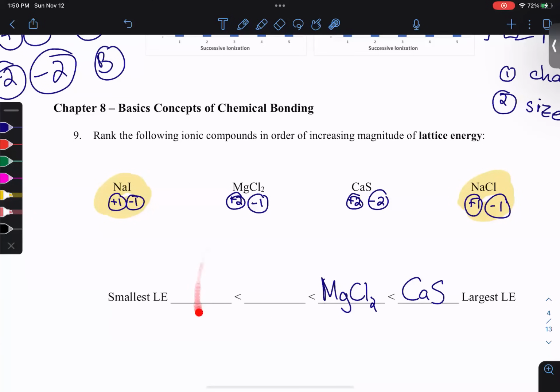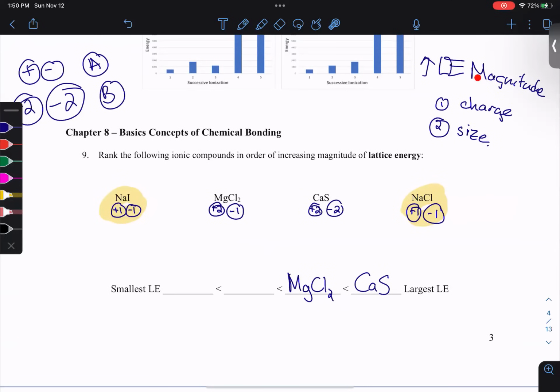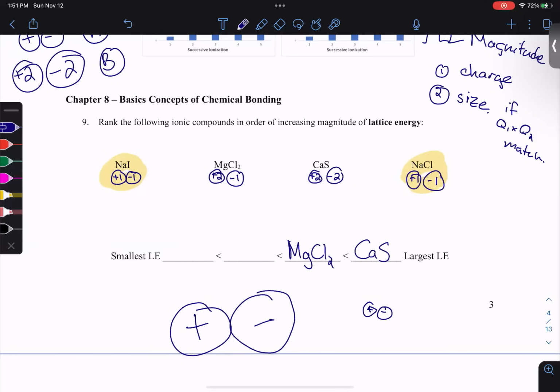So does that mean that we can't figure out which one's smallest? No. So what's the second thing we look at in terms of lattice energy magnitude? Size. Yeah, so we want to look at size if Q1 times Q2 match. So let me ask you this. If we have really tiny ions that are +1, -1, and we're trying to rip those apart, think about the energy required to rip those apart. That's lattice energy. Versus if we have really big ions.